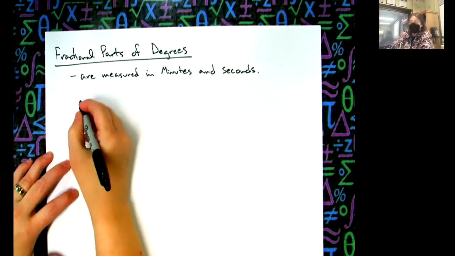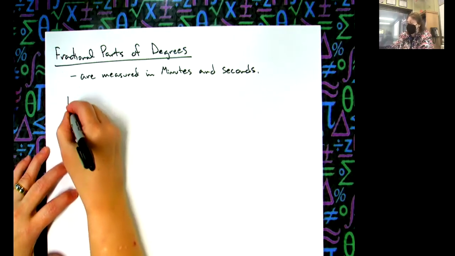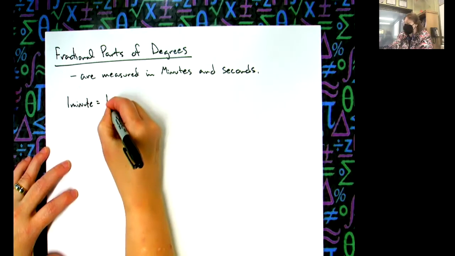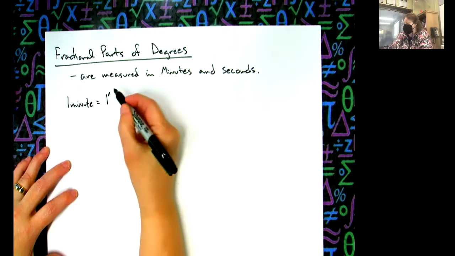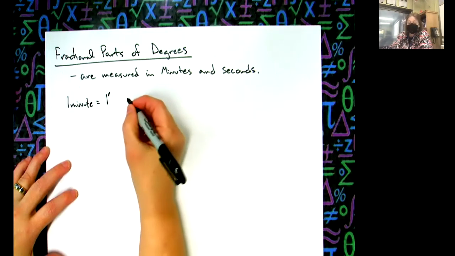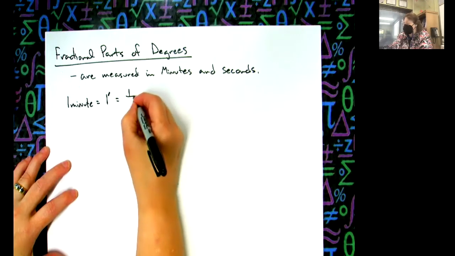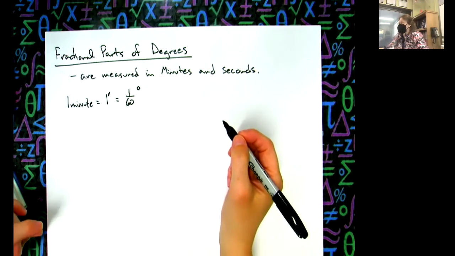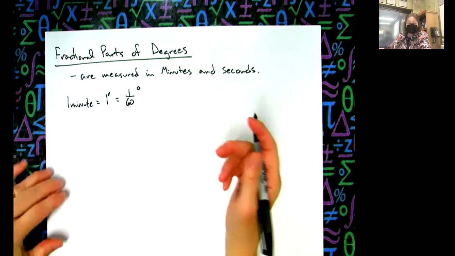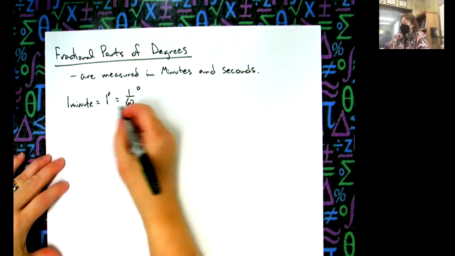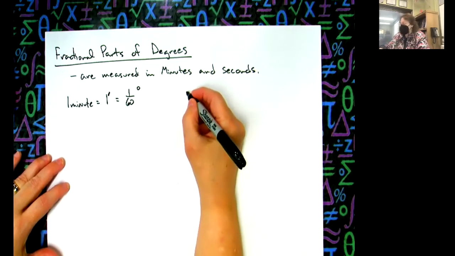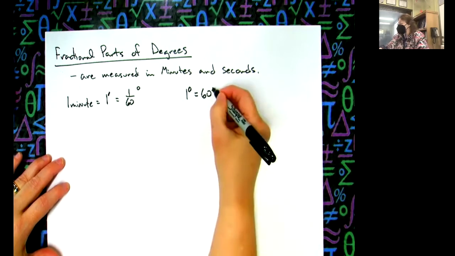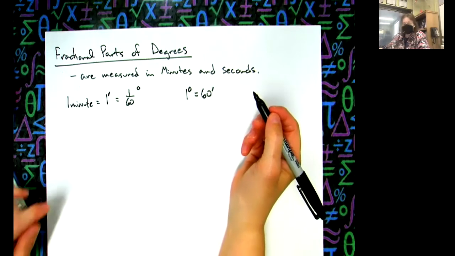So just some common factors, okay? 1 minute, the mathematical notation is just a little hyphen type thing, is equivalent to 1/60th of a degree. Because there are 60 seconds in a minute, there are 60 minutes in an hour, so that should make sense. Then you should be able to realize that 1 degree is 60 minutes.